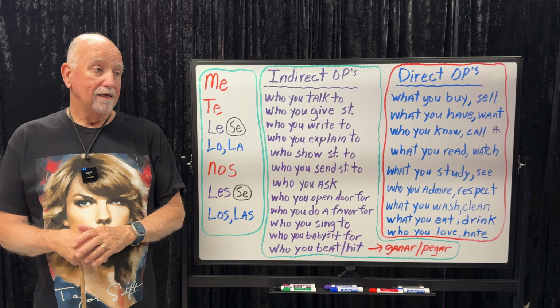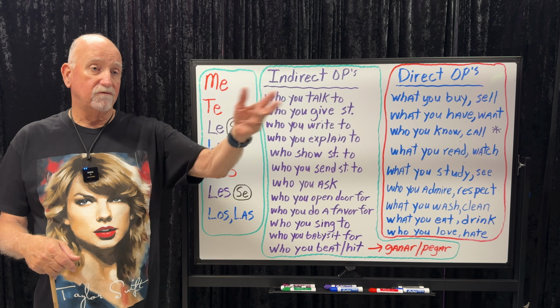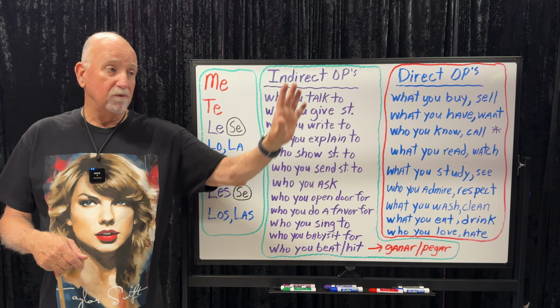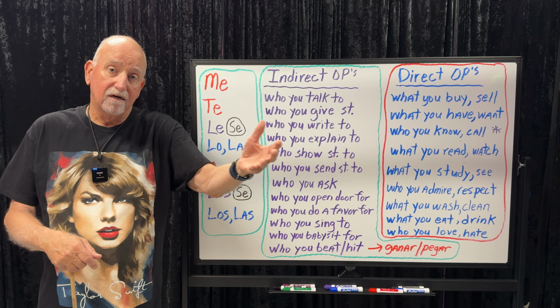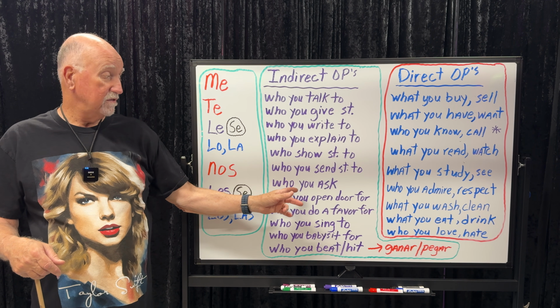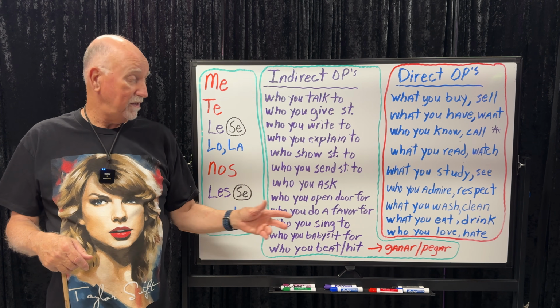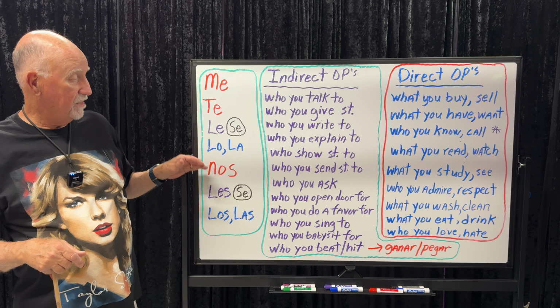Who you ask. I ask mom, what do you ask her? Well, you ask her the question, the combination, the phone number. What you're asking is the phone number, the combination, right? The information. The person you're asking it of is the indirect. So whoever you ask for something, whether it's information or you ask someone to do something, it's going to be le or les. And of course, me, te, nos never change.